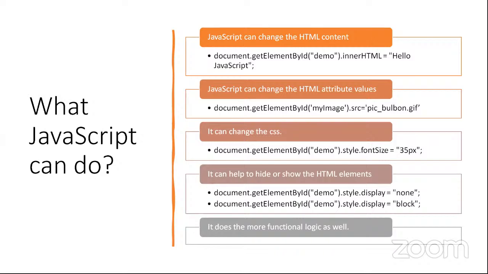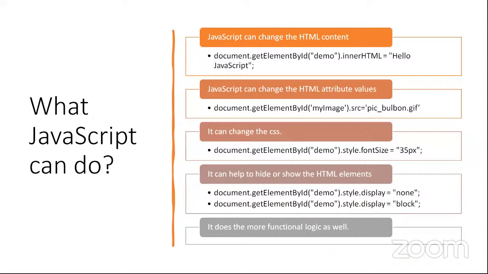Okay, so JavaScript can change the HTML content, and it can change the HTML attribute values also. And it can change the CSS as well. So this is what JavaScript can do. It is not limited to this, it does many other things as well.